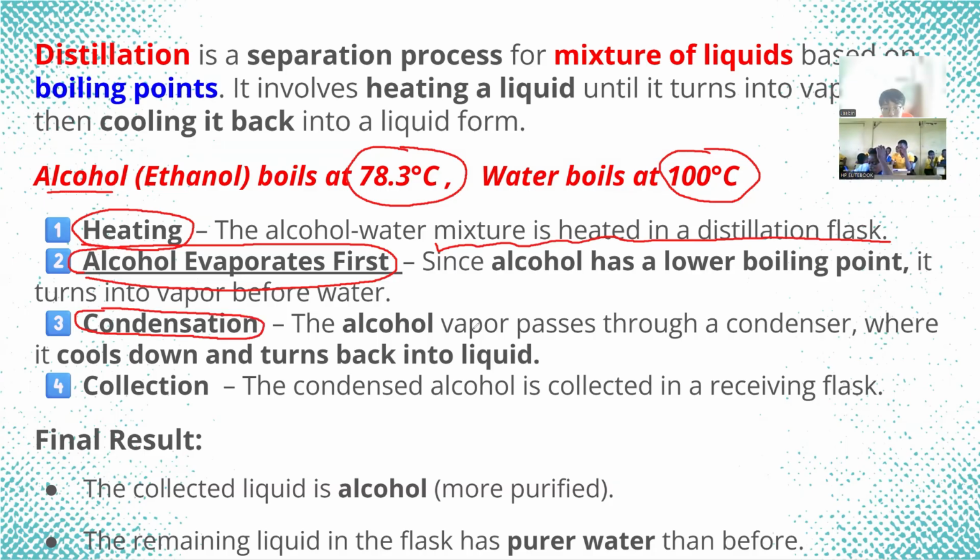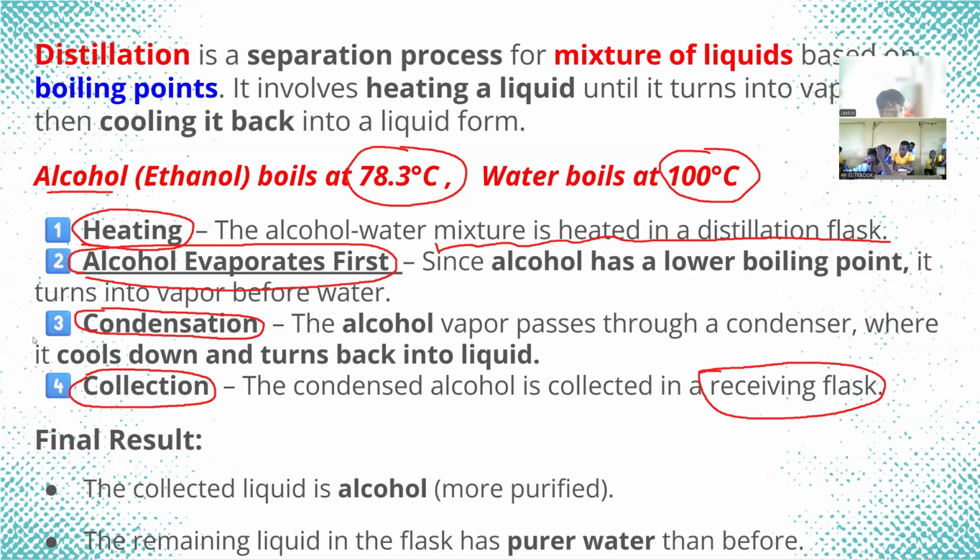So the alcohol that has turned into gas passes through this condenser where it cools down and turns back into liquid. That step is called condensation. And finally, we have collection. It's when this condensed alcohol is collected in the receiving flask, all the way on the right.